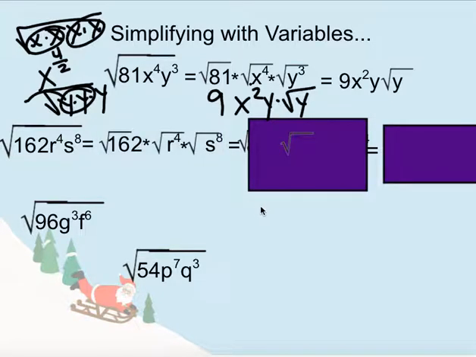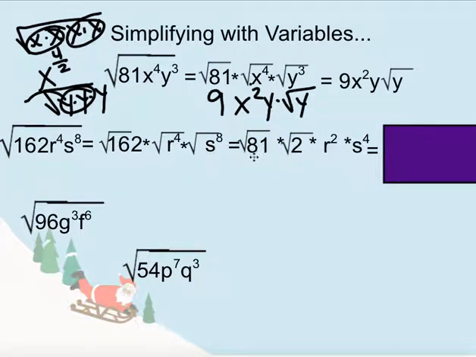For the next one, we can split it up. And the square root of 162 is not a perfect square, and so we're going to have to break it up. But this one works out pretty well. We end up seeing that we can get the square root of 81 times the square root of 2, and then we simplify our r's and our s's.